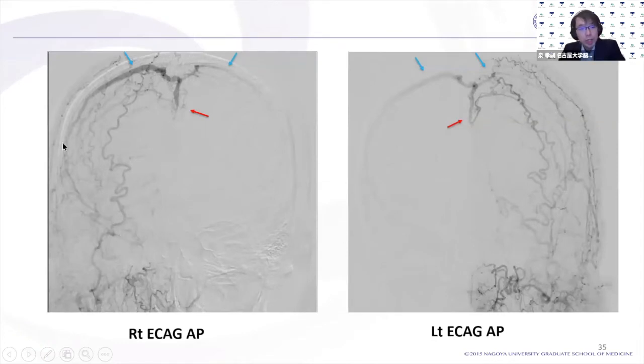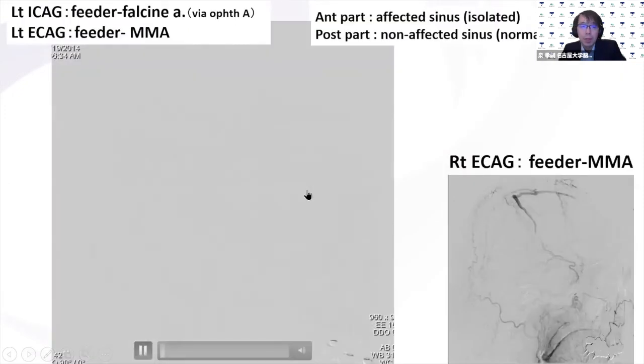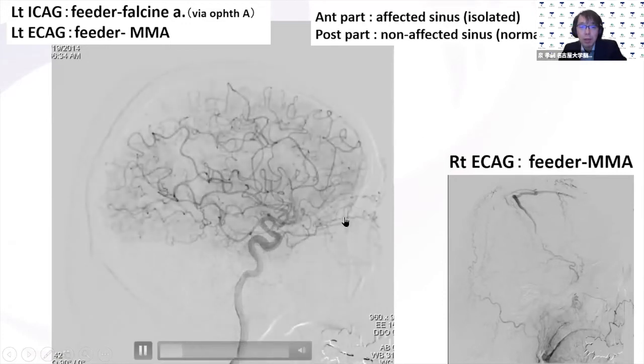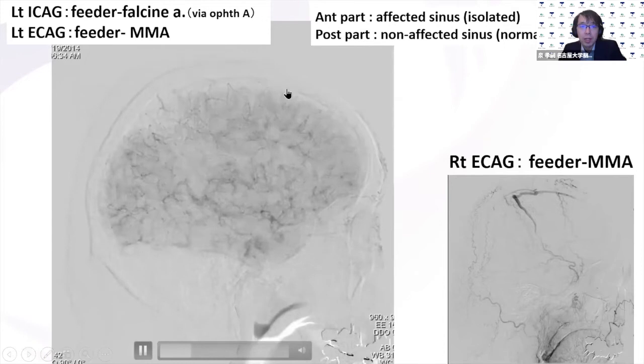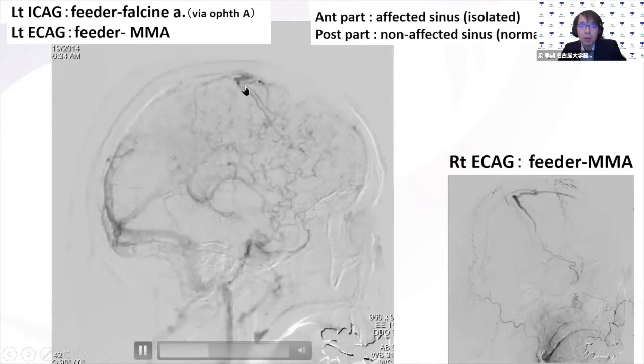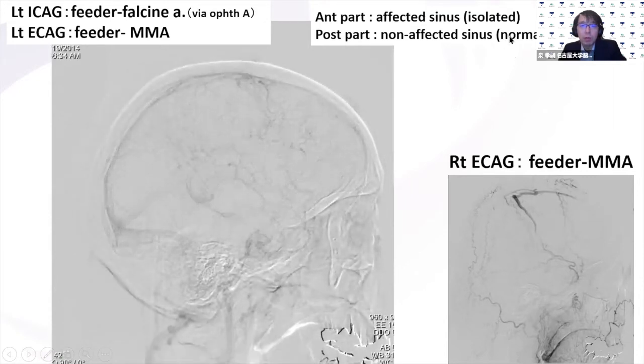Here is the right ECA, AP view, and the left ECA. Both MMAs gather to the center, and the bilateral bridging veins are drainers. Here, in the left ICA angiogram, we can see the ophthalmic artery and the falcine artery go to the affected sinus. And the posterior part of the SSS is patent and used for normal perfusion.